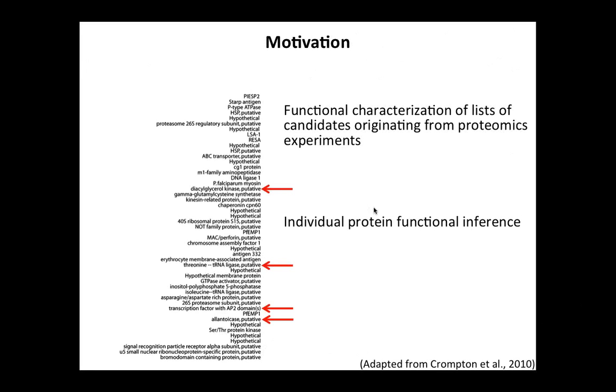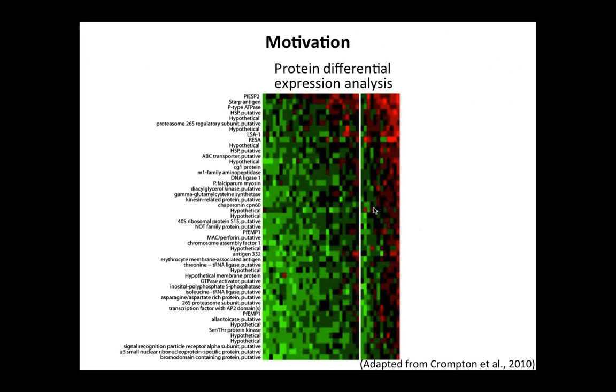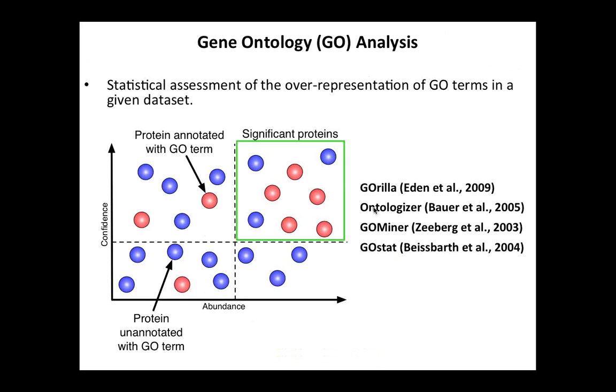You might also be interested in trying to infer the function of individual proteins in your proteomics analysis, or sometimes you might be interested in looking if there are certain biological processes that are differentially expressed in that list of proteins that you've analyzed. And most of the time people will rely on analyses such as the gene ontology analysis or GO analysis, where the goal is to do a statistical assessment of the overrepresentation of a certain GO term in a given data set.